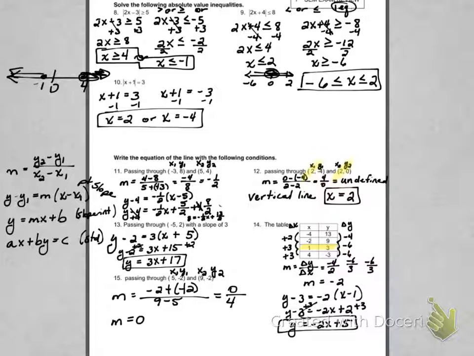Well, a zero slope line is a horizontal line. And so a horizontal line has the equation y equals some number. So you go and you look at your y's and see that both y's are the same. So y equals negative 2.